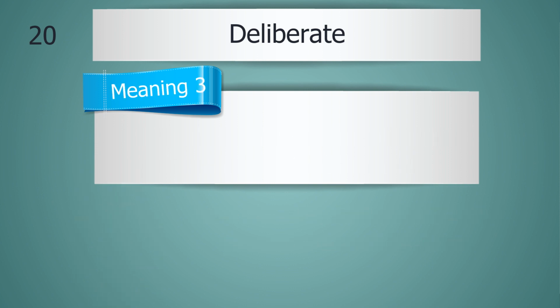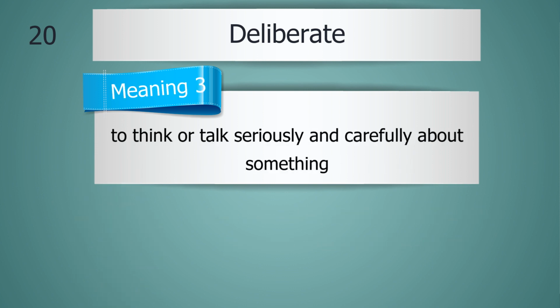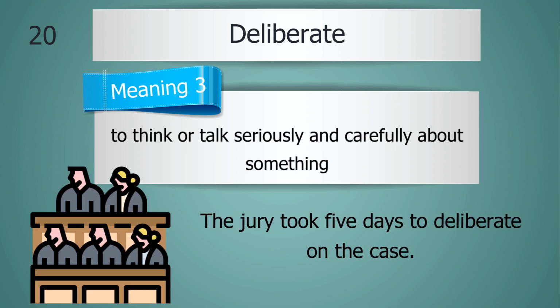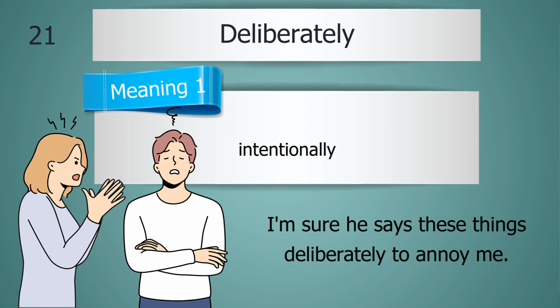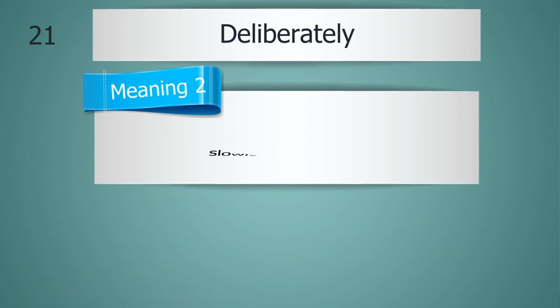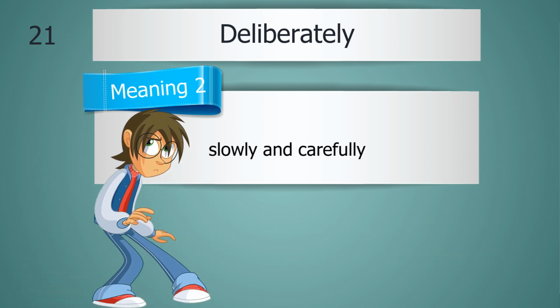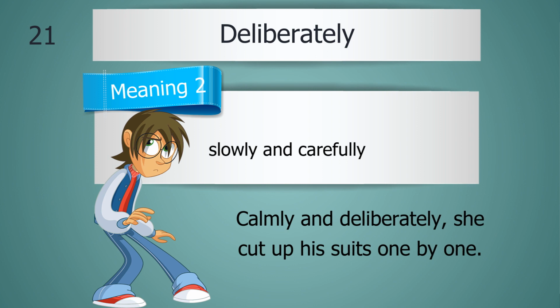Third meaning, verb. To think or talk seriously and carefully about something. The jury took 5 days to deliberate on the case. Deliberately. First meaning, intentionally. I'm sure he says these things deliberately to annoy me. Second meaning, slowly and carefully. Calmly and deliberately, she cut up his suits one by one.